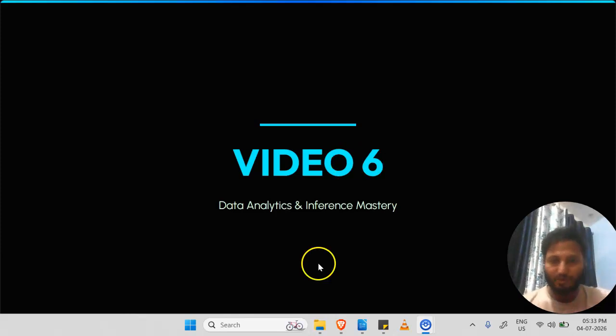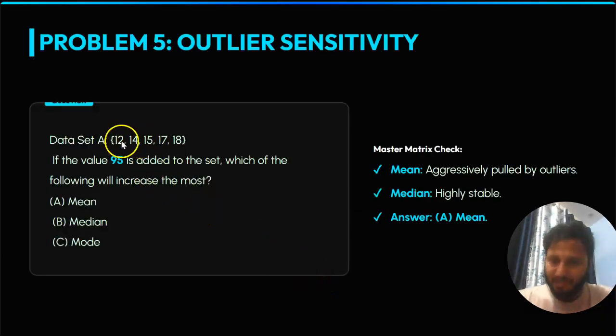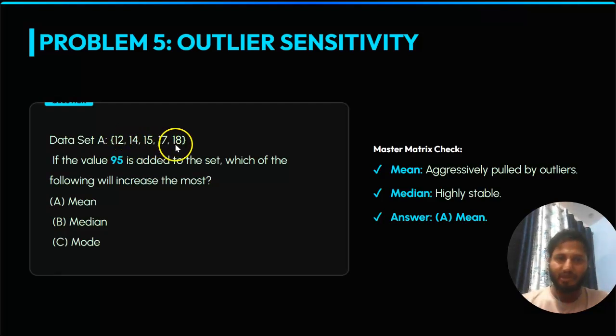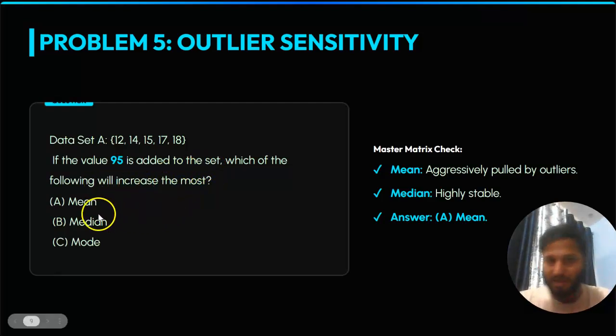This is our first question. So our data set is given. The values are 12, 14, 15, 17 and 18, and the question is, 95 is added to this set. Which of the following will increase the most? Mean, median or mode? Right. So let's go with the mean.